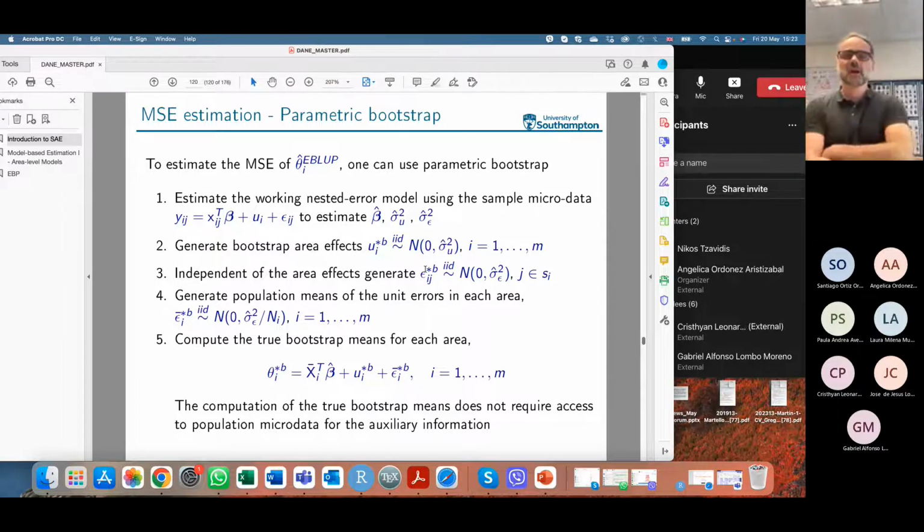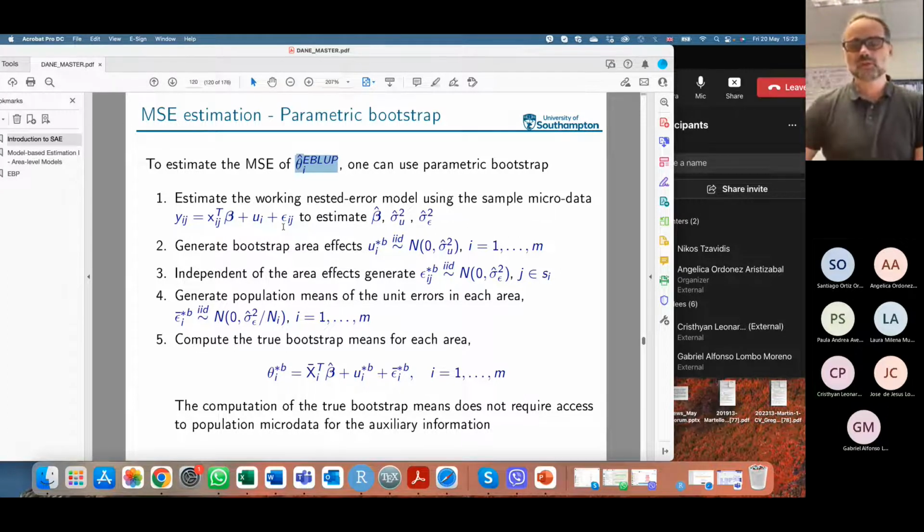So just to give you an idea how you might go about using a parametric bootstrap, and again, this is programmed in various packages, but it's good to go through the steps in order to understand how parametric bootstrap works in this case. If I want to estimate the mean squared error of my theta hat I EBP, remember that this is an estimator of the mean, say, of income or a version of income, say, equivalized income in municipalities in Colombia.